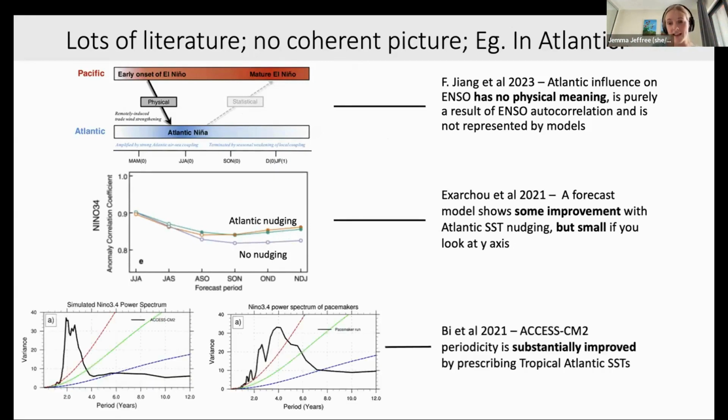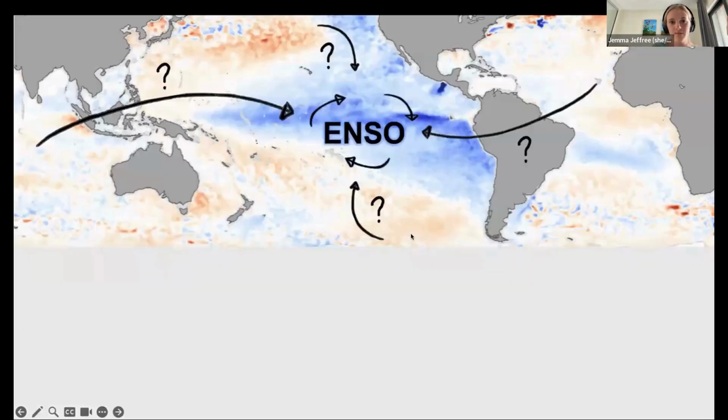And then there's an ACCESS study that shows if you prescribe tropical Atlantic sea surface temperatures, then you fix the CM2 periodicity. So instead of this weird biennial ENSO, you get a much more reasonable ENSO periodicity. And that says the Atlantic is very important for ENSO evolution. So just within the impact of one particular basin, we've got a large spread of viewpoints on how important it is from different techniques and different models, probably different times of year.